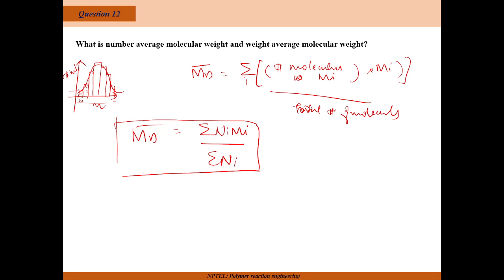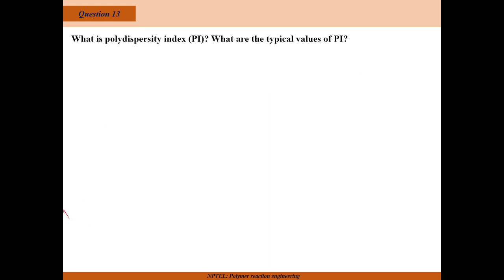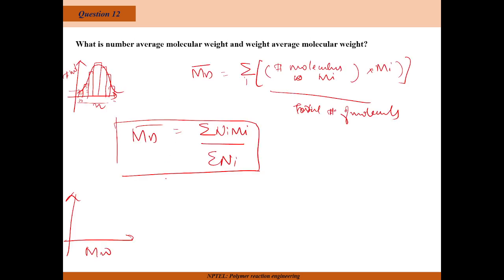The other one is the weight average. Weight average, again, we are talking in terms of weight. So what are the weights of the molecules that are arranged? So here one is number and another is weight. In the other one, on the x-axis, we generally talk about the molecular weight. Here we have the molecular weight and the number of molecules.